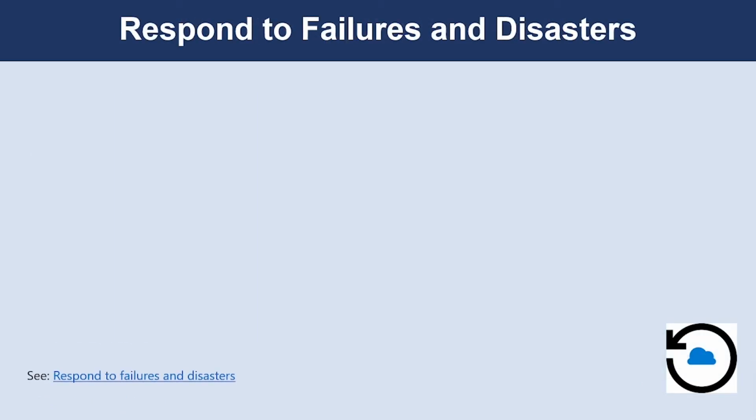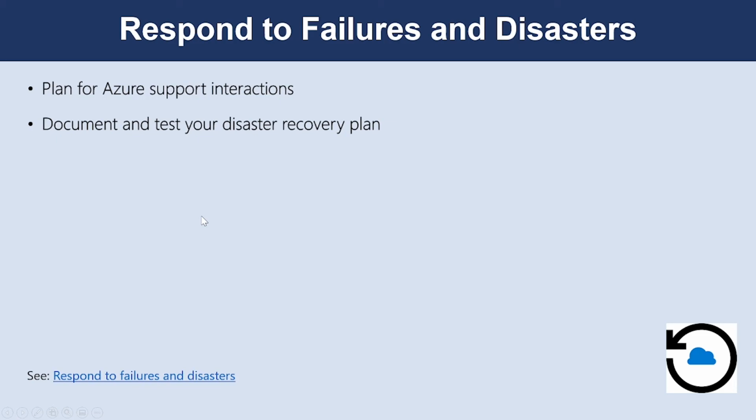Let us now look into the steps involved in responding to failures and disasters. First, plan for Azure support interactions. So before the need arises, establish a process for contacting Azure support. Then document and test your disaster recovery plan. So write a disaster recovery plan that reflects the business impact of application failures. Automate the recovery process as much as possible and document any manual steps. And regularly test your disaster recovery process to validate and improve the plan.